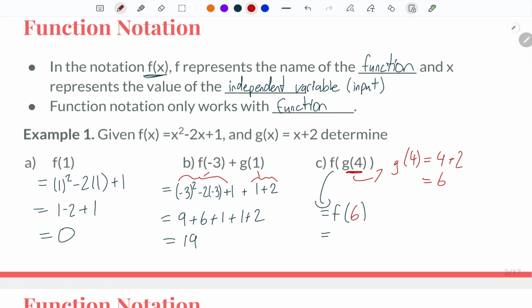And so then plug in 6 there, replacing g of 4. And now we'll take that 6 and plug it into f of x. So 6 squared minus 2 times 6 plus 1. 36 minus 12 is 24, plus 1 is 25. And there we have it. That is the answer to f of g of 4.